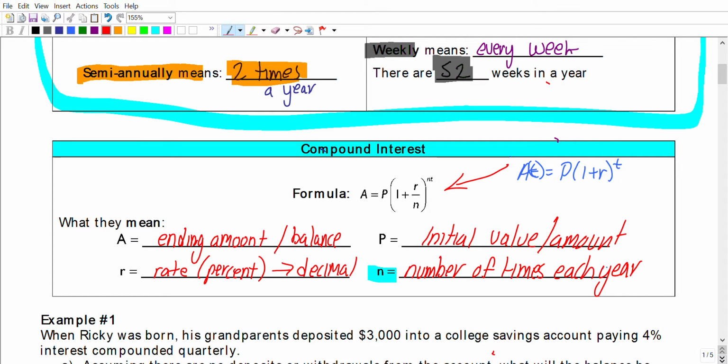If I say something is compounded monthly, we're talking about 12 months, so your n would be 12. If something is compounded semi-annually, then the number of times each year would be 2, meaning our n would be 2. Okay, so let's keep those two things in mind, guys, and also remember to use this formula for compound interest. Okay, this is only for compound interest.